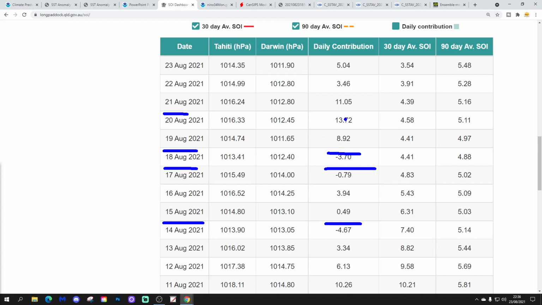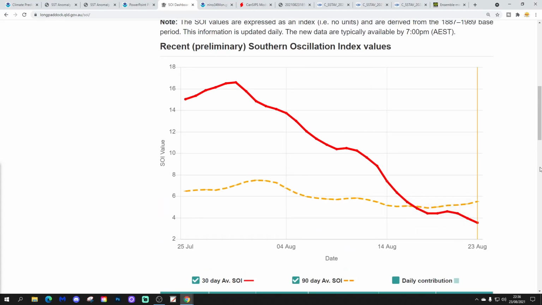So 20th of August at plus 13.72, 21st of August at plus 11.05, 22nd of August at plus 3.46, and 23rd of August at plus 5.07. All those days are reflective in terms of the atmospheric state of a La Nina type setup.